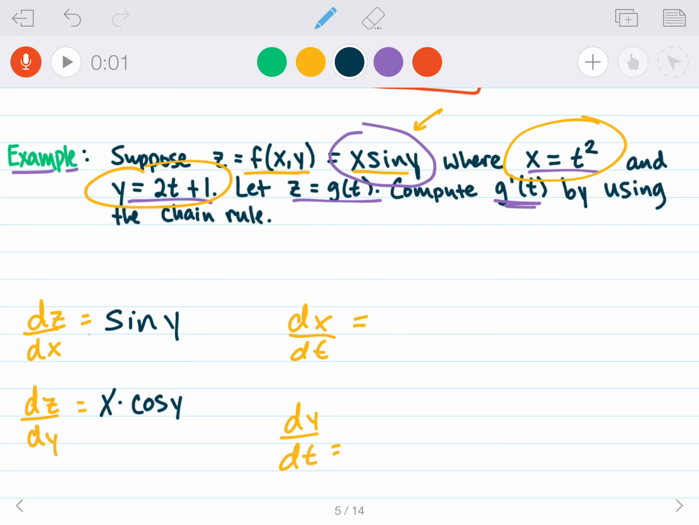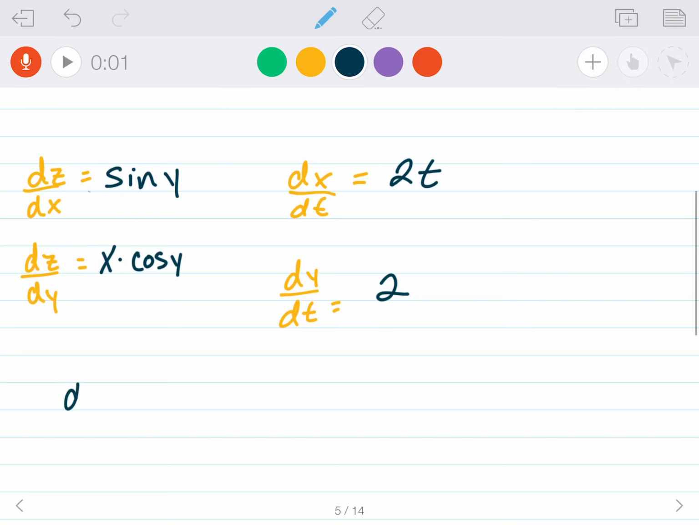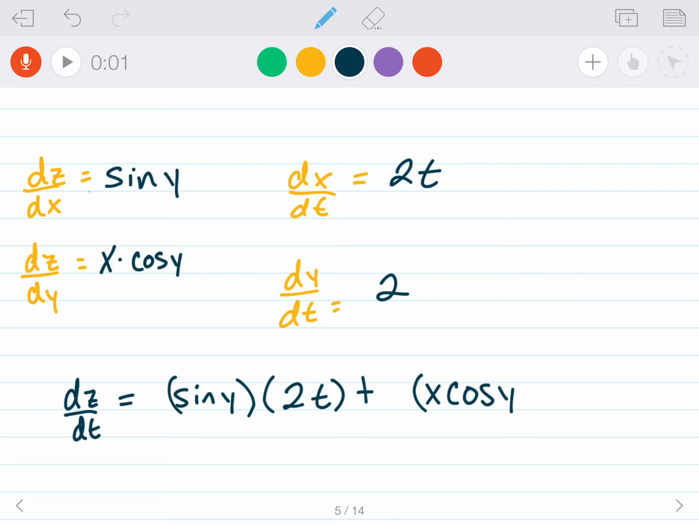Now dx/dt, we're taking the derivative of x with respect to t, so the derivative of t squared is just 2t. And finally, the derivative of y with respect to t is just 2. Okay, the derivative of 2t plus 1 is just 2. So putting all this together, we get that dz/dt is equal to dz/dx, sine of y, times dx/dt, which is 2t, plus dz/dy, x cosine y, times dy/dt, which is 2.